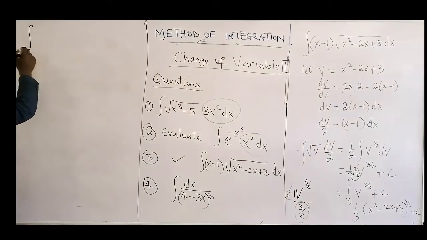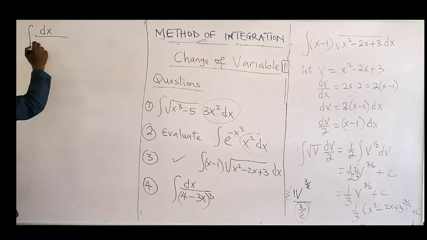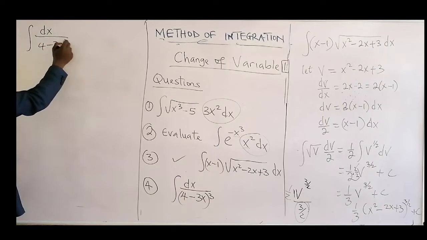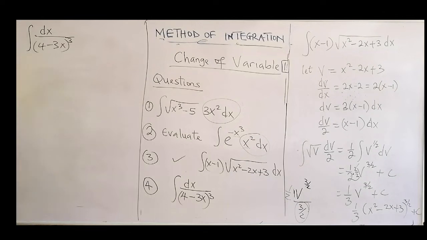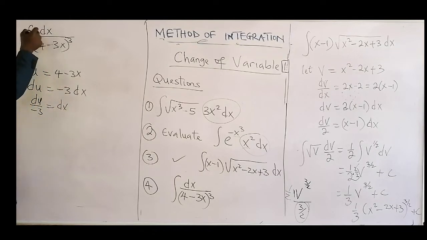Okay, we have the integral dx over 4 minus 3x to the power 3. Okay. The option we have here, we can call the denominator, let u equal to 4 minus 3x. That's what we can do there. I tell you that another way you can solve it. You can solve it another way, but I think it's more convenient this way. So du will be equal to what? Minus 3 dx. Can you make your dx the subject, which will be equal to du over minus 3 equal to dx. So I can replace that.